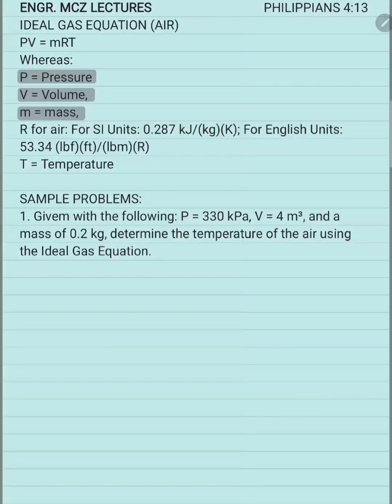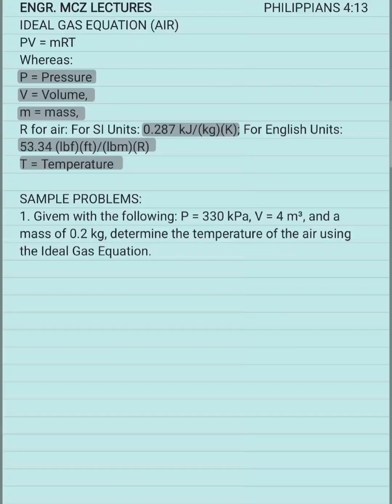Now for air, in SI units, R is equal to 0.287 kilojoule per kilogram Kelvin. For English units, we have 53.34 pound force feet over pound mass Rankine. And last, we have T, which is equal to temperature.